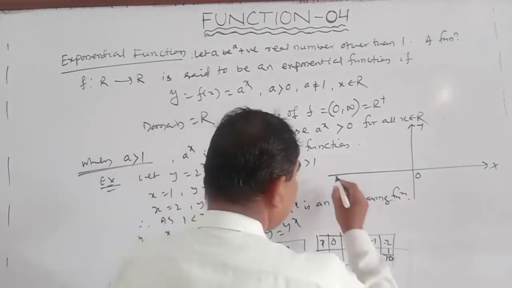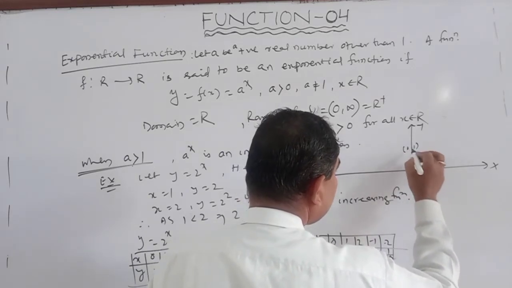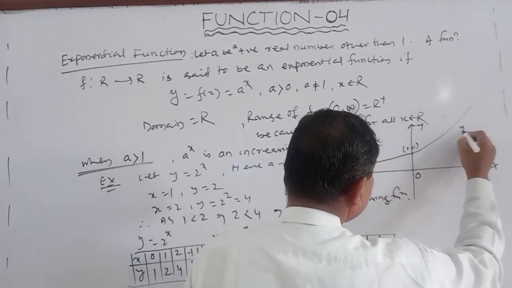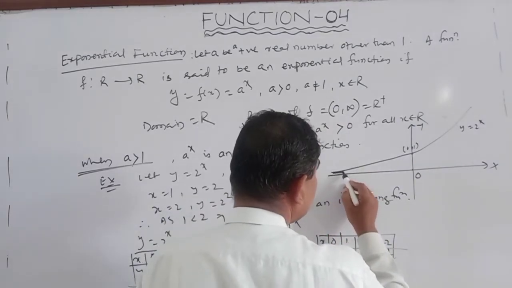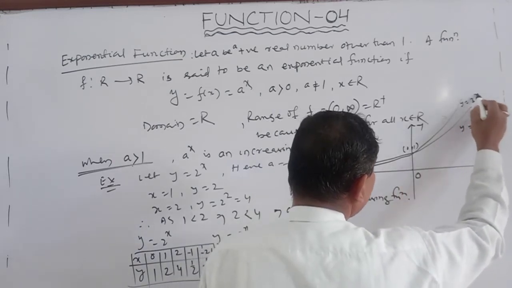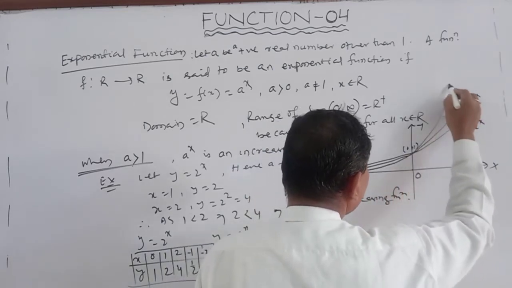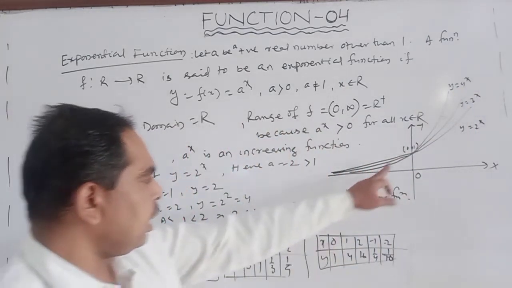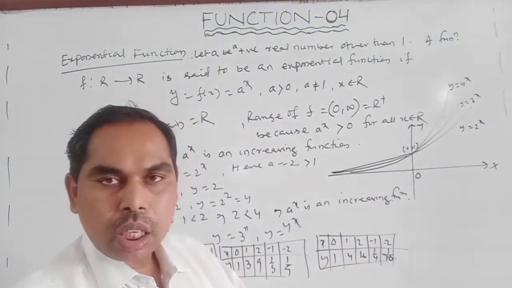Okay, so look. This is 0, 1. Y is equal to 2 to power x. Next, y is equal to 3 to power x. Next, y is equal to 4 to power x. X is equal to 0, y is equal to 1. Means at 0, 1, all curves are going to coincide.